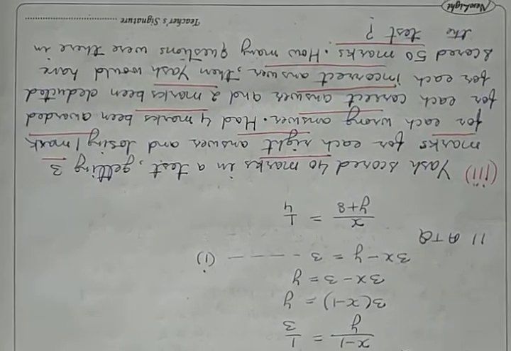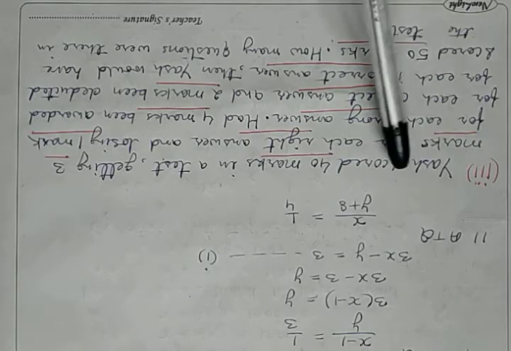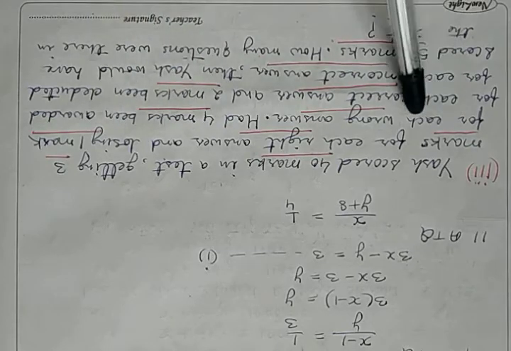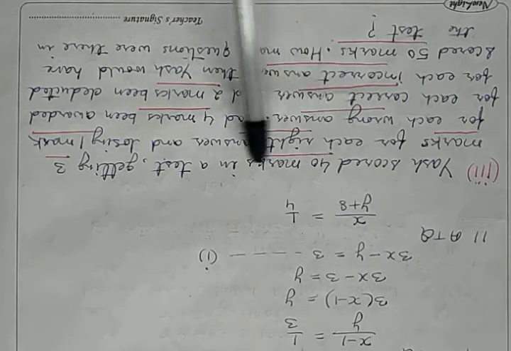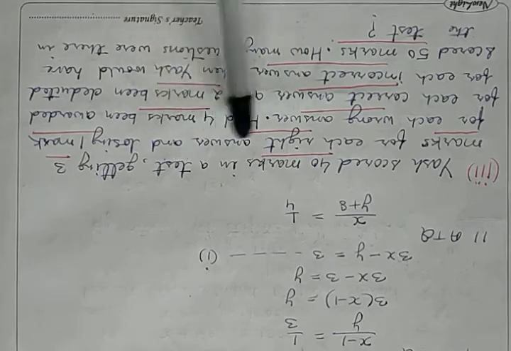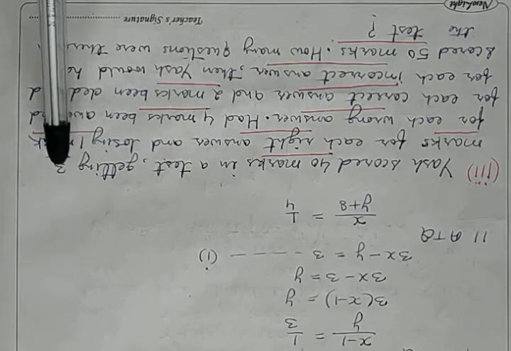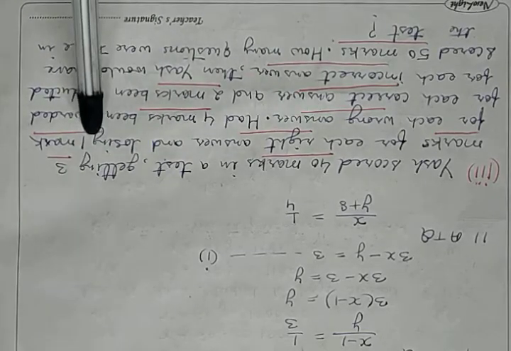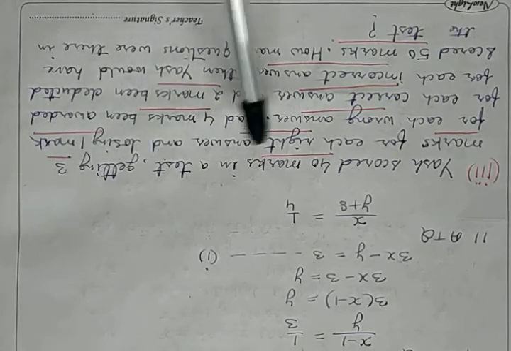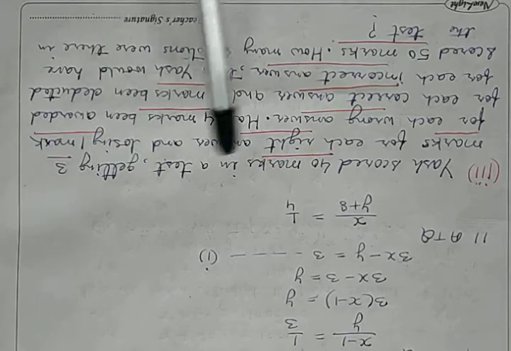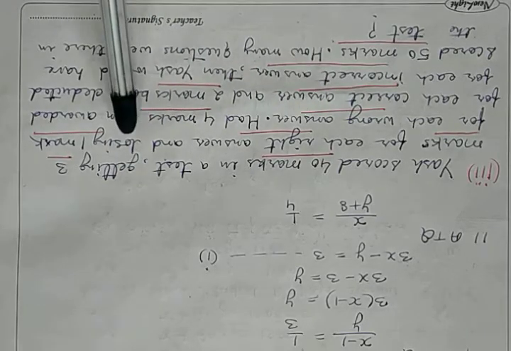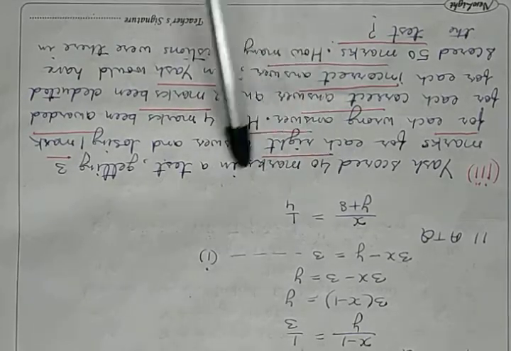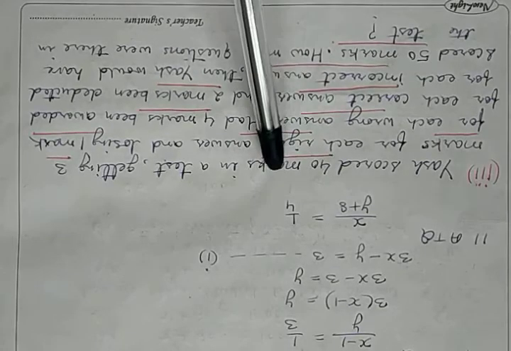Question number three, third part of this question. Yash scored 40 marks in a test, getting 3 marks for each right answer and losing 1 mark for each wrong answer. Means in a test there are questions for which, for a right answer, you will get 3 marks, and if you give the wrong answer you will lose 1 mark. In that test, how many marks has Yash scored? He has scored 40 marks.